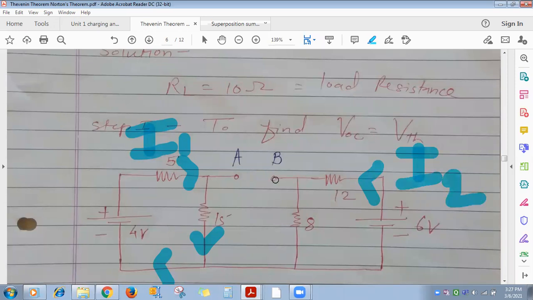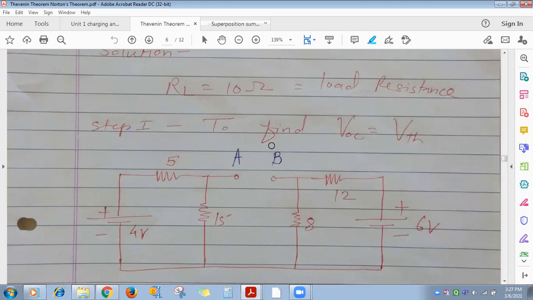I2. A to B is an open circuit. So how much current will flow through 8 ohm? I2 will flow, right? Current always prefers the minimum opposition path, so obviously it will return back to the 6 volt negative terminal. Clear? What is the value of I2? 6 volt divided by 20, which is 0.3.